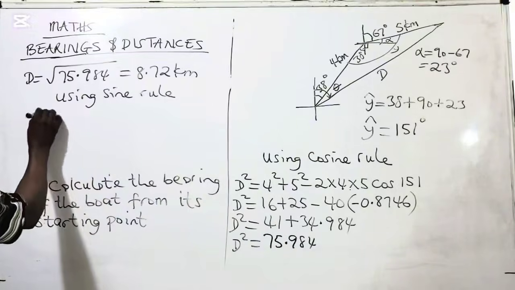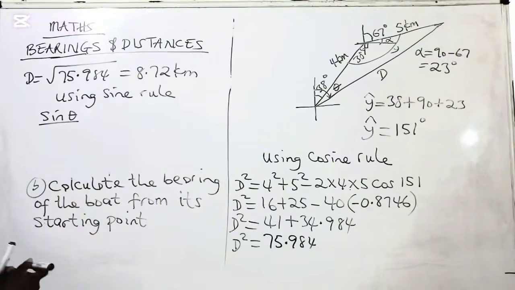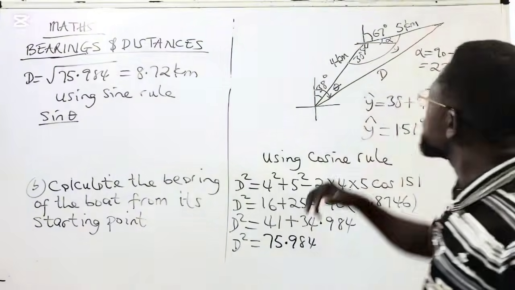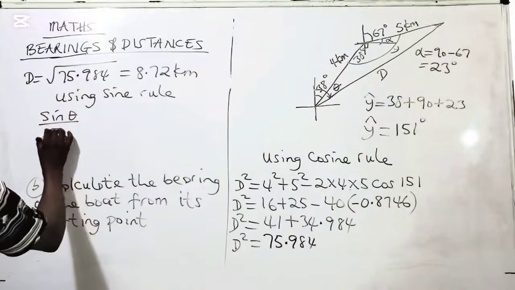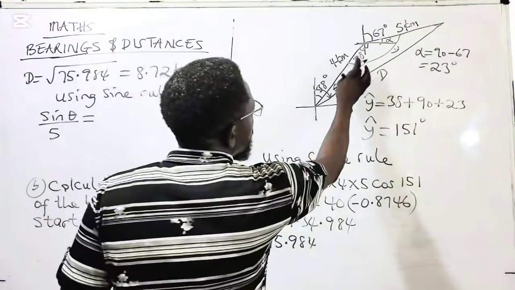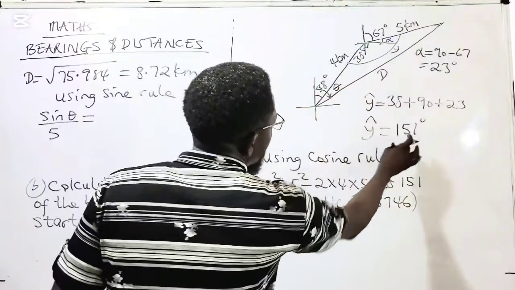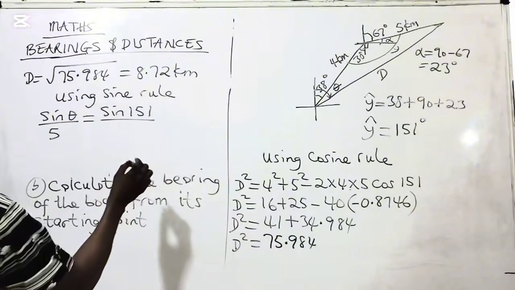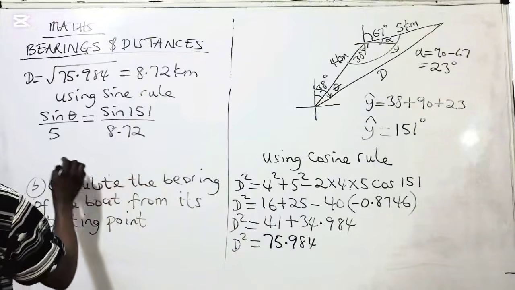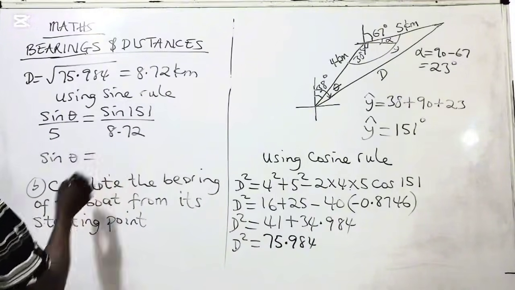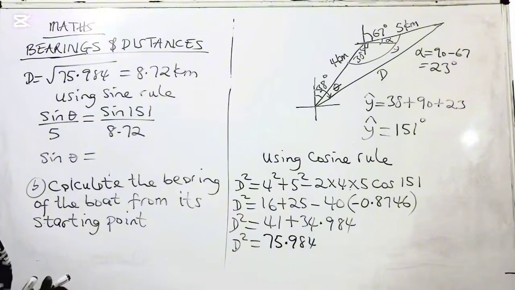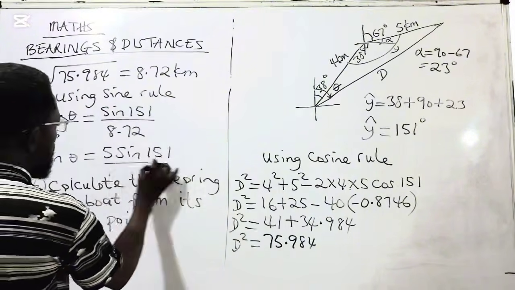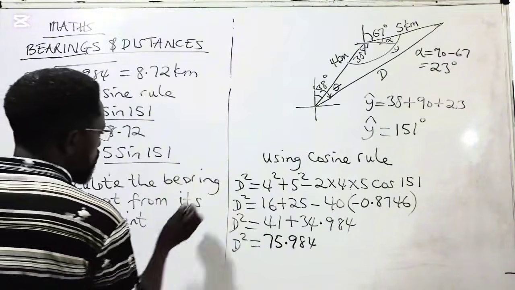I'll get sine theta over the side facing theta, that's 5 kilometers, equal to sine of this angle, this angle is 151, all over d, which is 8.72. So we get sine theta equal to, cross multiplying, 5 sine 151 all over 8.72.